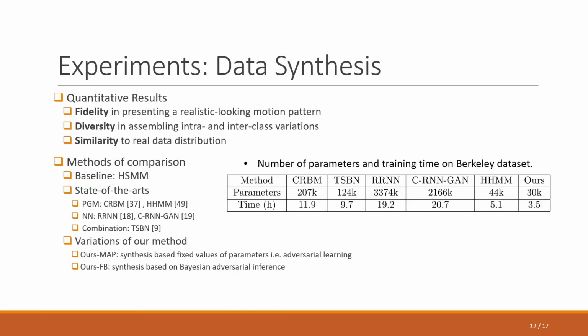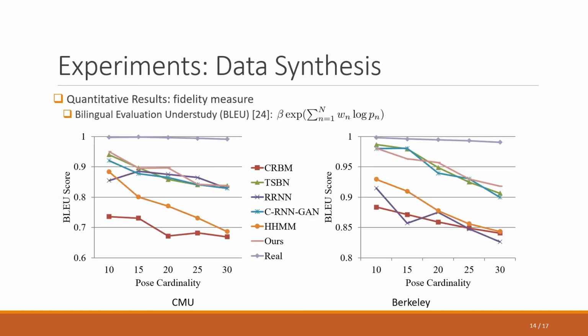For quantitative results, we evaluate fidelity, diversity, and the similarity of the synthesized data. We synthesize 1,000 sequences for computing each metric and repeat the process 10 times to get a mean and a variance. We compare with both PGM and neural network-based state-of-the-arts. The first metric is the BLEU score adopted from NLP research. Here it measures whether a sequence of poses looks meaningful, just like whether a sentence makes sense. The higher the score, the more discernible the sequence. Please see our paper for more validation. Our method achieves overall better scores than other methods on the different pose cardinalities.